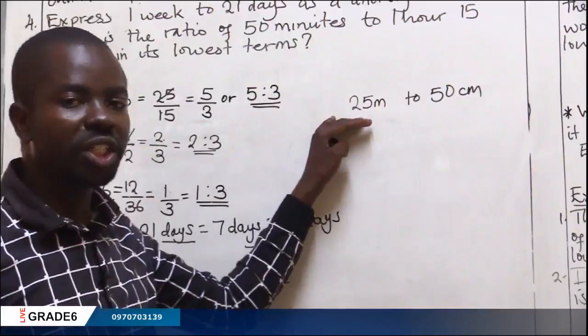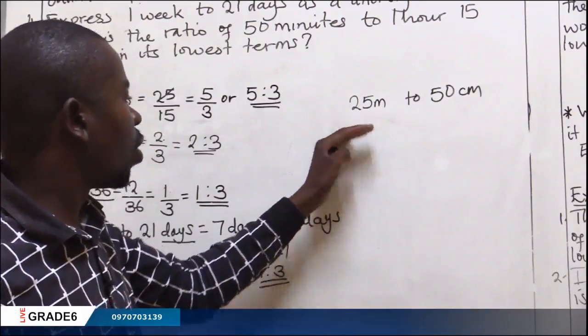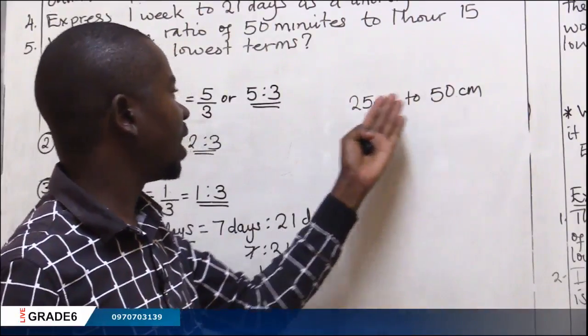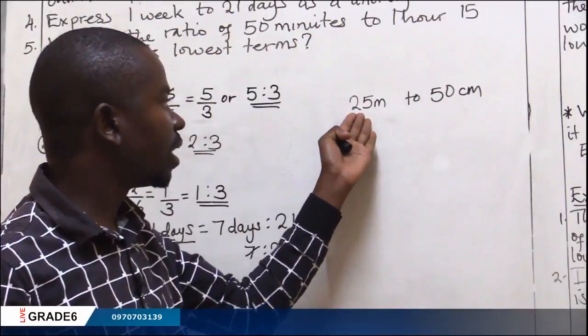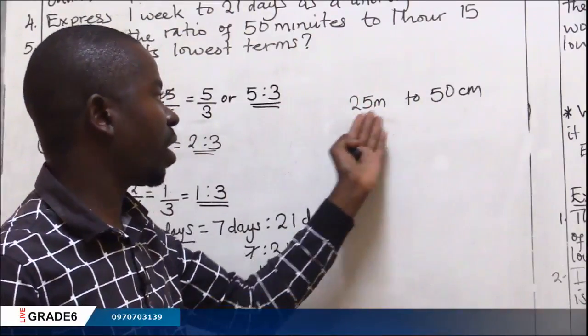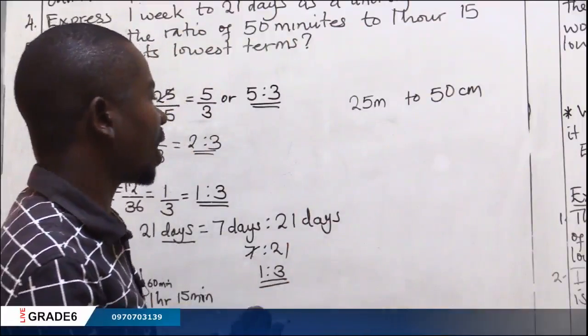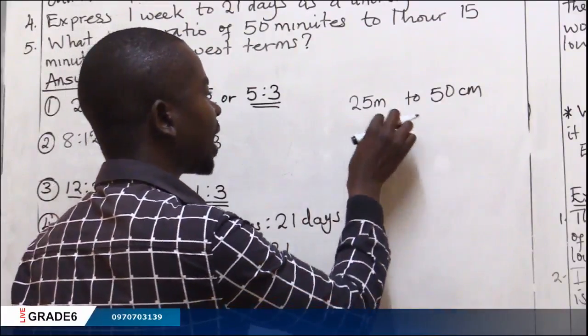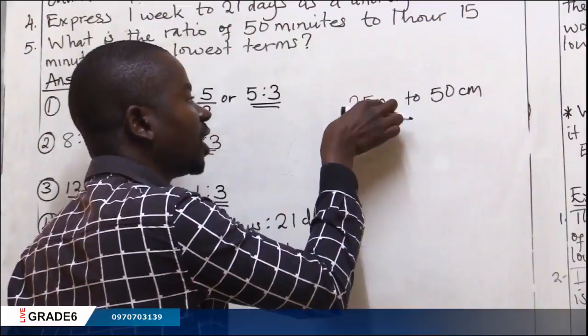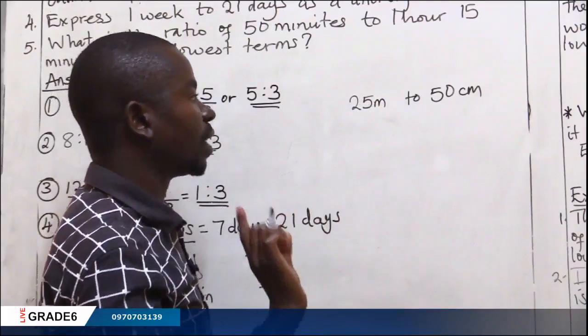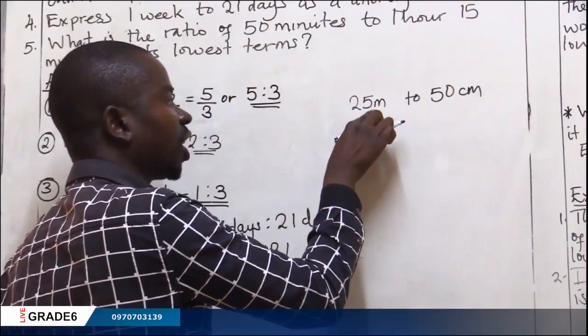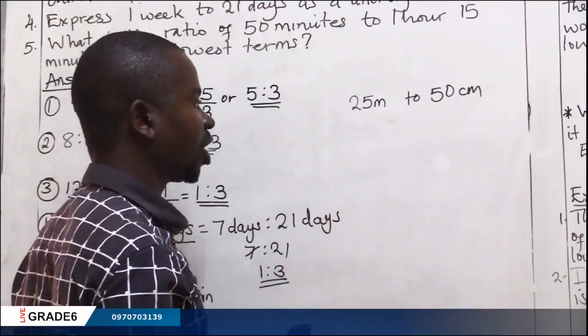So how do we change this one, boys and girls? We know that these are centimeters and those are meters. So we cannot simplify them the way they are unless we change them to the same units. So what are we going to do? We are going to change the meters into centimeters.